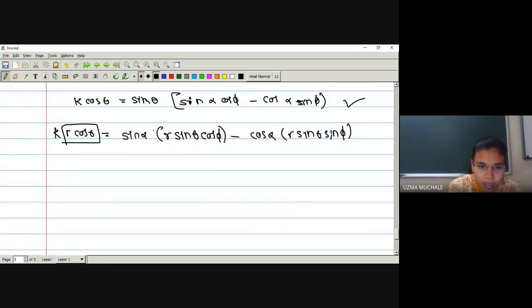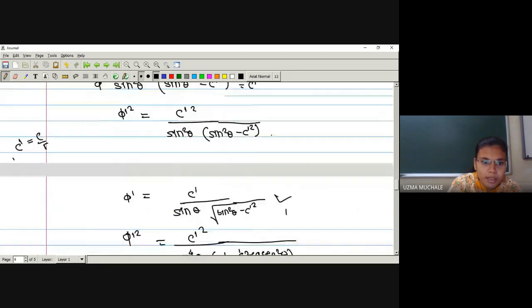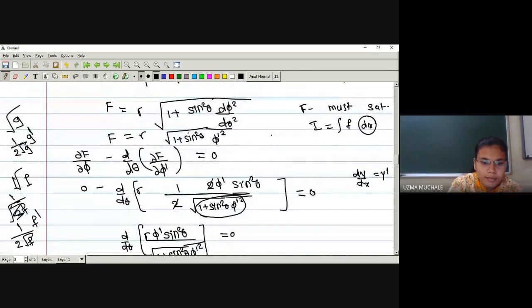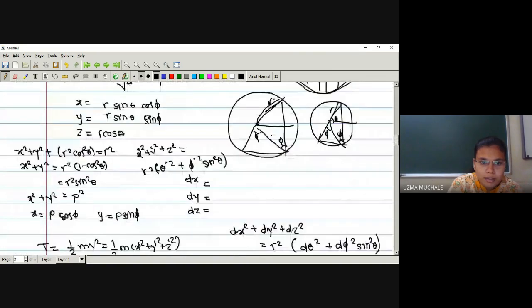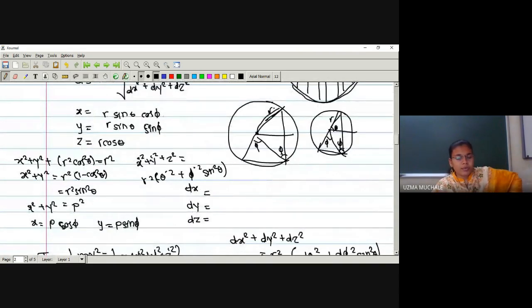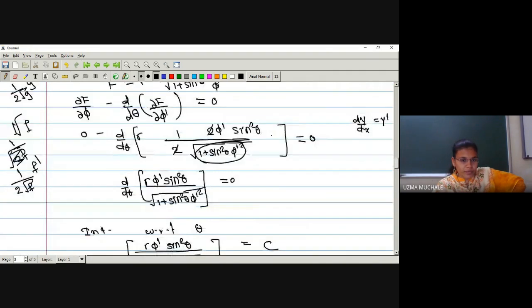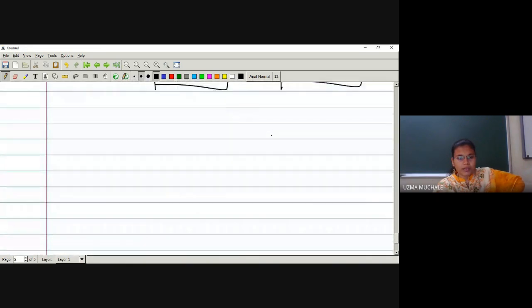This is nothing but the value of z. What is this? This is nothing but your value of x, and this is nothing but the value of y. The relation between Cartesian and polar coordinates: x is r sin theta cos phi, y is r sin theta sin phi, z is r cos theta. So after coming to the last step, you have to just multiply by r so that we can have this in the form of x, y, z.